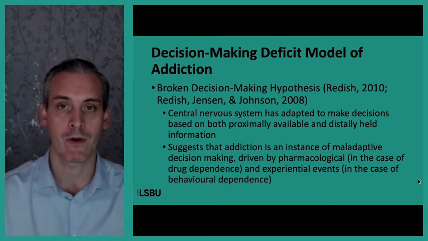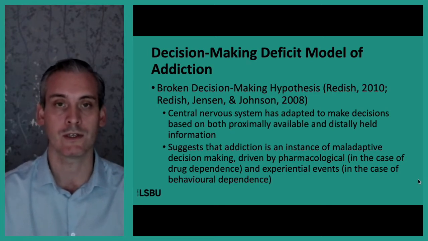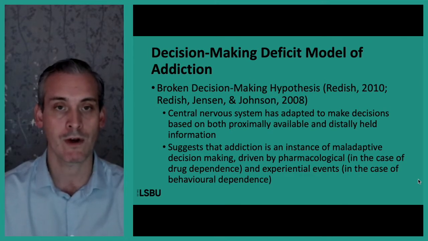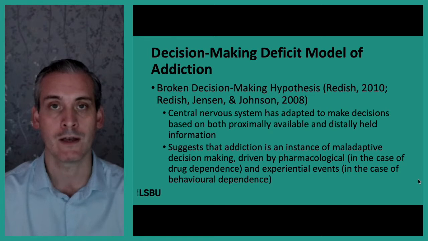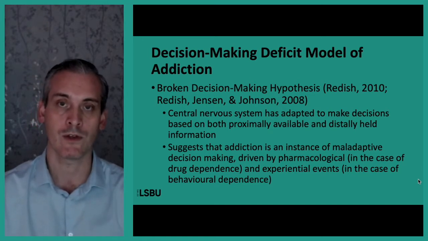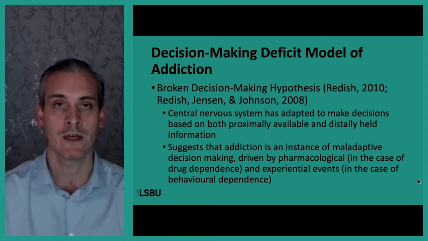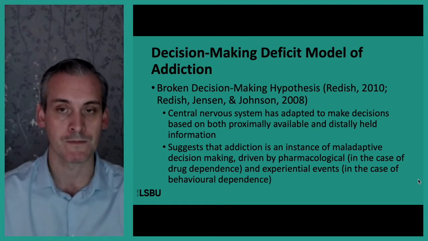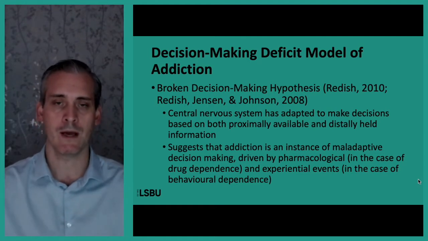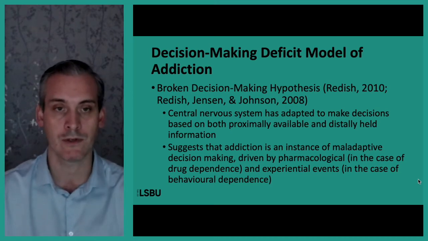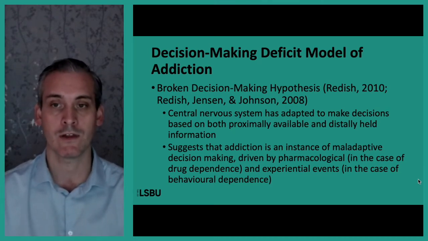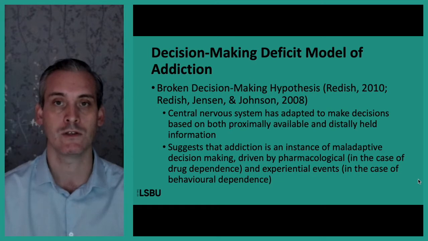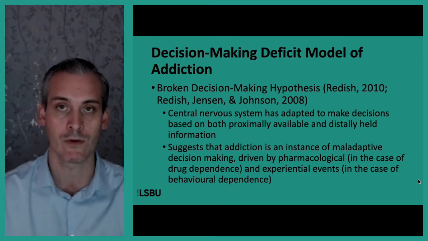There are lots of underlying processes, both conscious and non-conscious, that contribute to the decisions that we make on a day-to-day basis. And what Redish, Jensen and Johnson identified were a number of different ways in which there is evidence to show that these processes can be undermined in different ways and to different degrees. Now, the fundamental premise of this particular approach is this idea that our central nervous system has adapted to make decisions based on proximal and distal information.